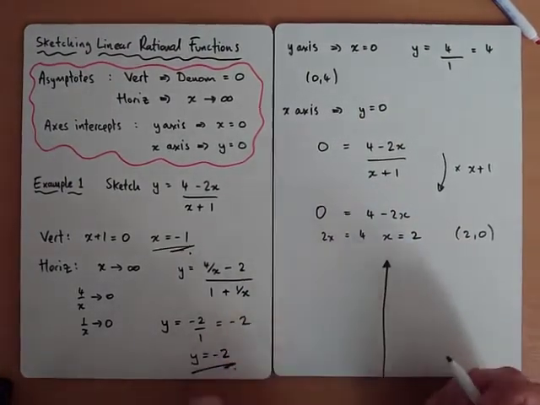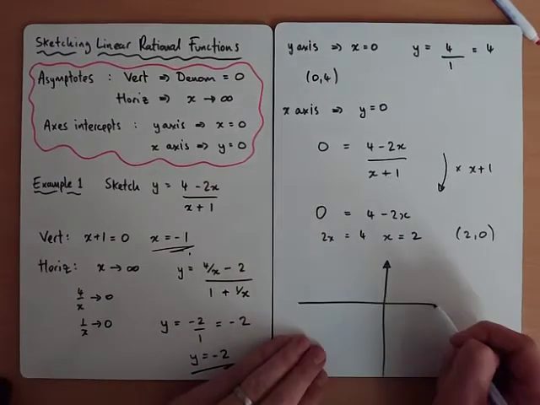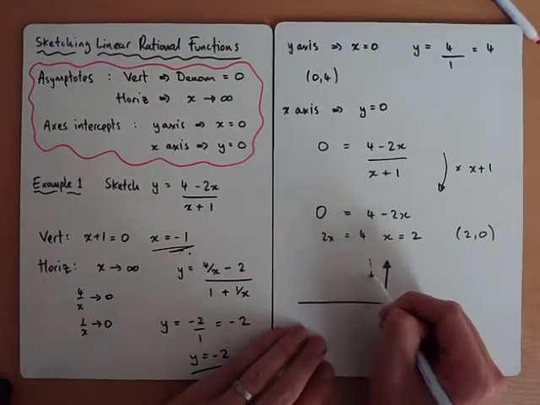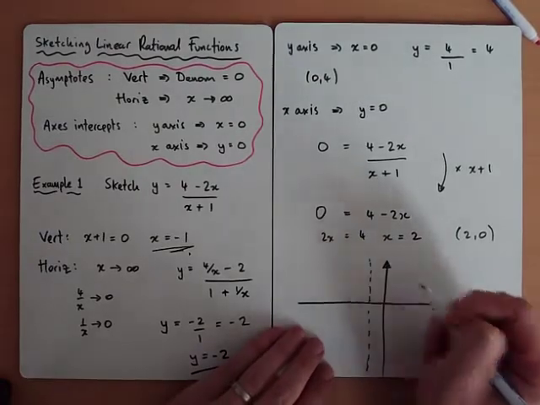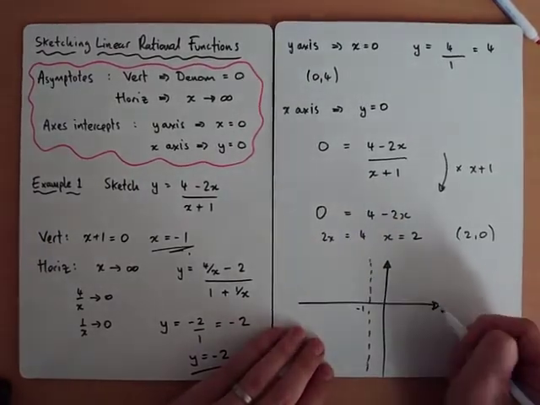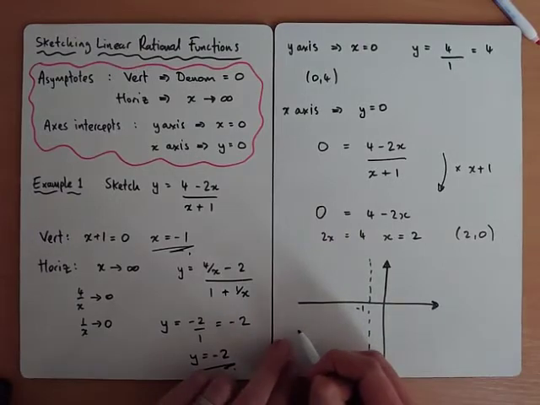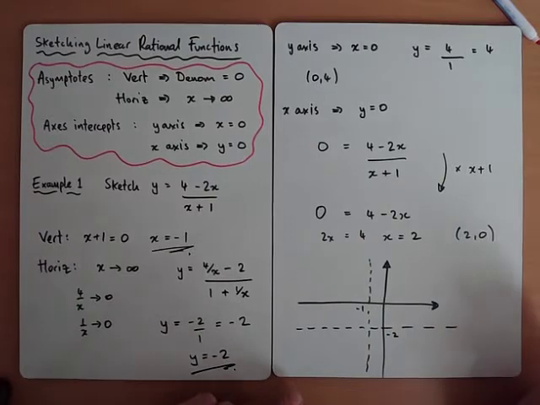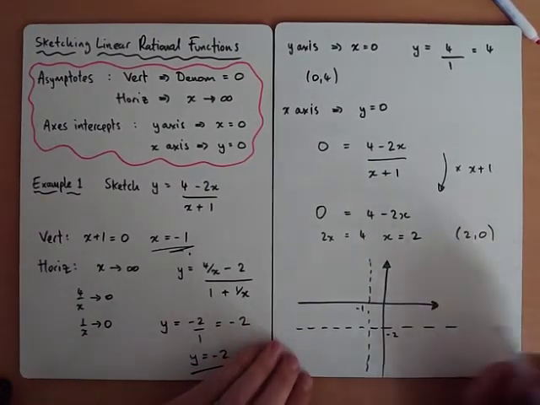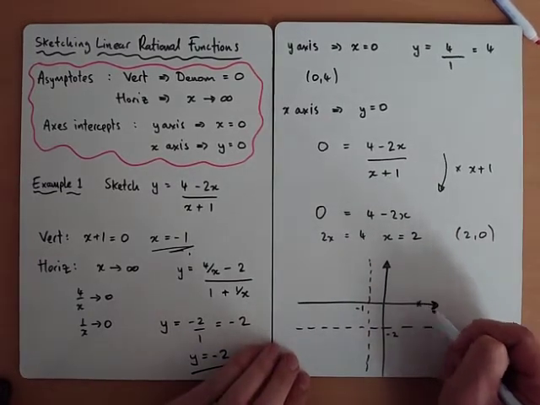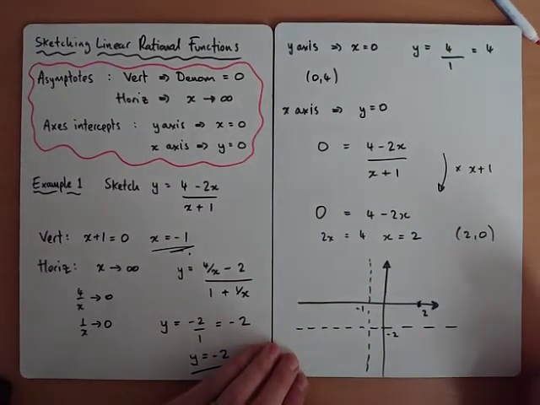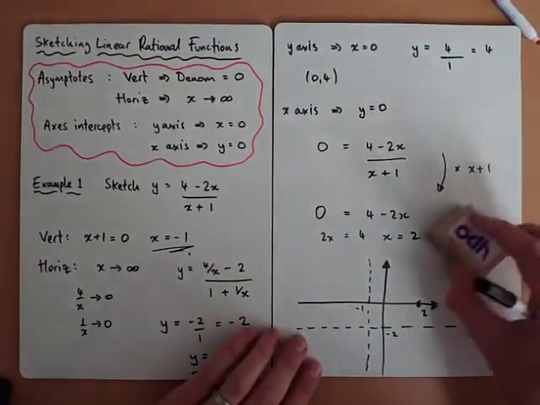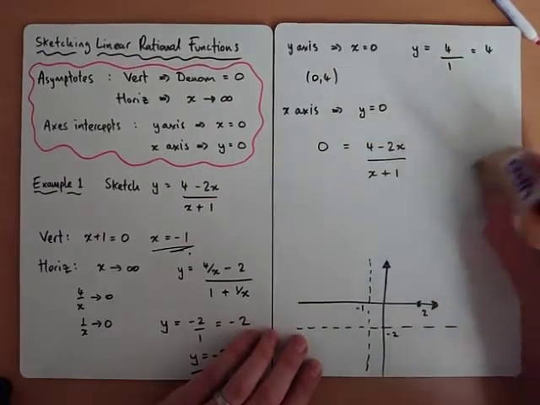Okay, x equals minus 1. Apologies for the terrible line. Let's use a ruler, obviously. x equals minus 1, y equals minus 2. Make sure you label your asymptotes. Okay, and then we know it goes through (2, 0), so (2, 0) would be there. And we know it goes to (0, 4). So I haven't listened to my own advice, have I? Good thing about the whiteboard. (0, 4).